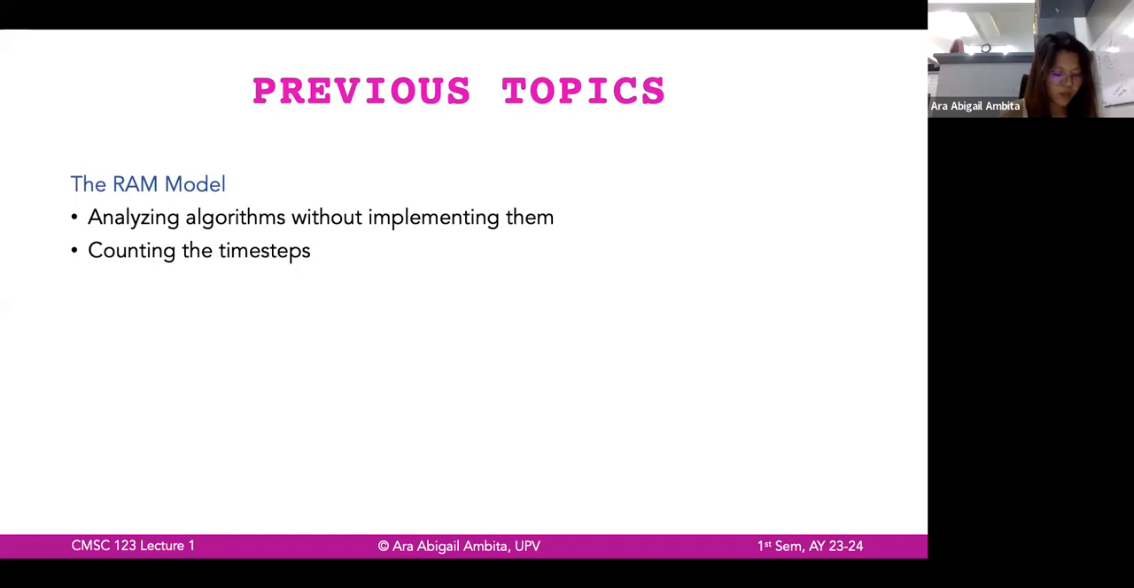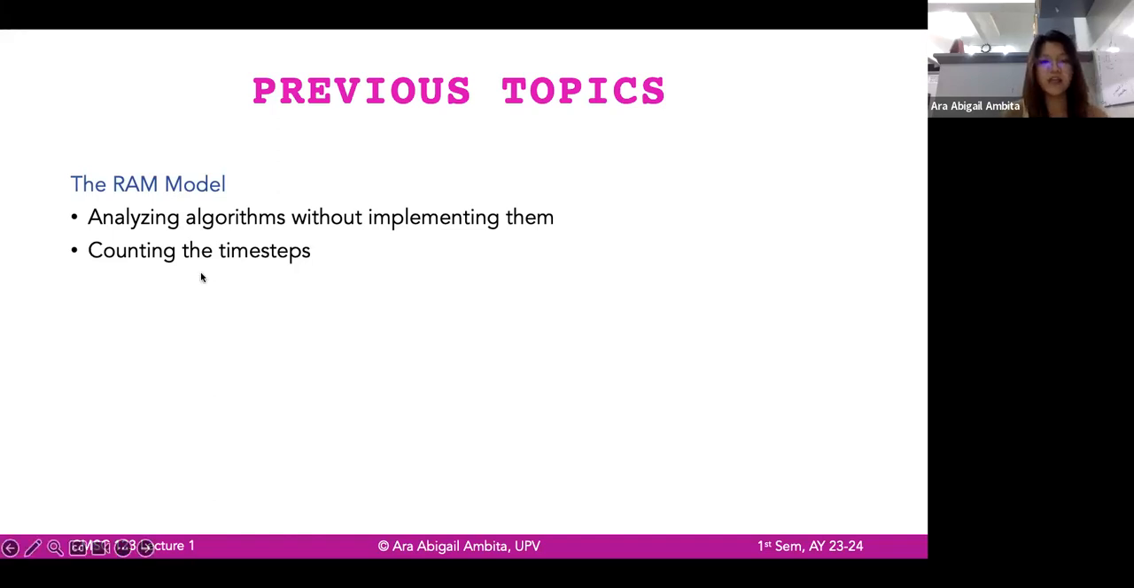So what we do in the RAM model is count the time steps that the algorithm will take to execute. In the RAM model, simple operations take one time step, and if we have loops, we count them as often as they run. Also, memory access is free.